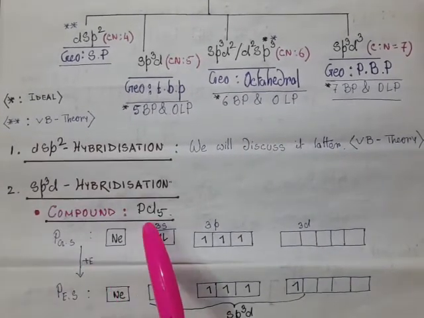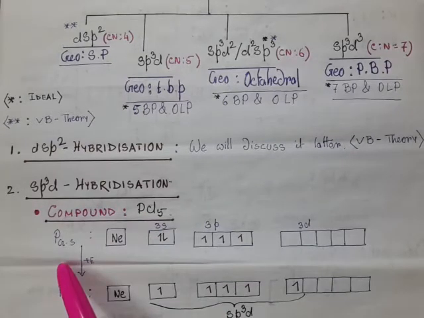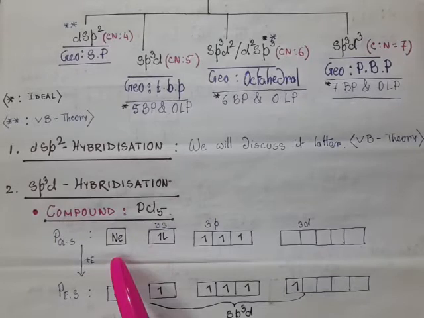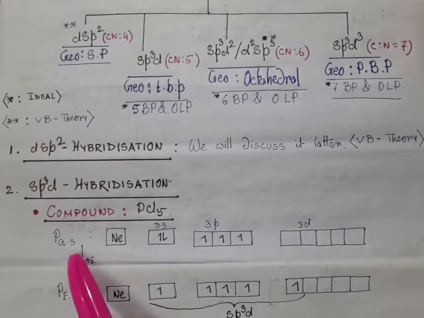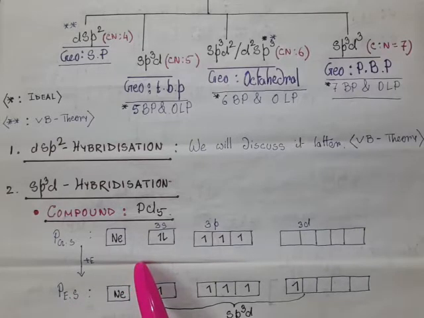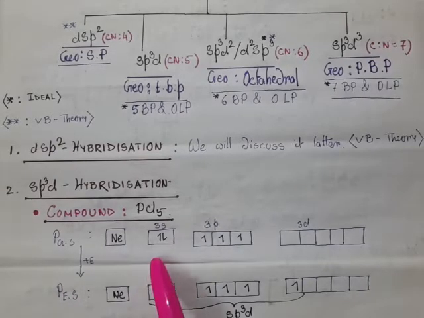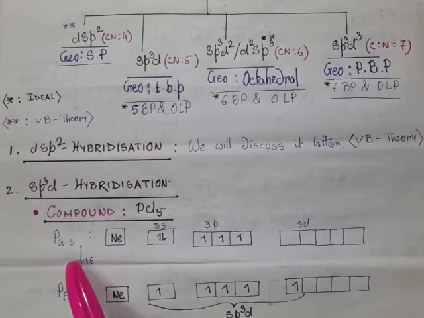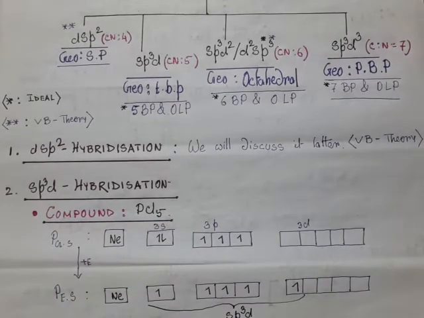The compound is PCl5. Phosphorus in ground state has this type of electronic configuration. This is neon, total number of electrons is 10, and after 10 we know that atomic number of phosphorus is 15. It means total number of electrons is 15. After neon it is 5, it means 10, 11, 12, 13, 14, 15. This will be the ground state electronic configuration of phosphorus.